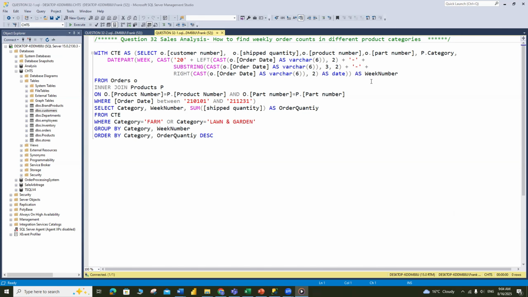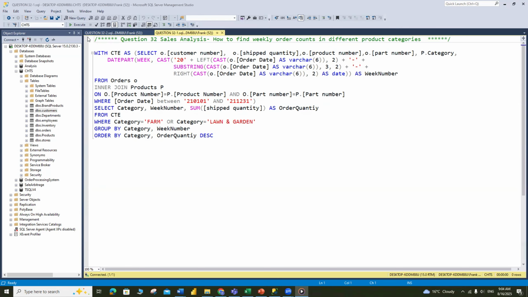We'll create a common table expression, CTE, that joins orders and products, adds the category, and calculates the week number. This CTE prepares all the data we need for aggregation. From the CTE, we now group the data by category and week number, and sum the shipped quantities. This gives us the weekly totals for farm and lawn and garden, sorted properly.